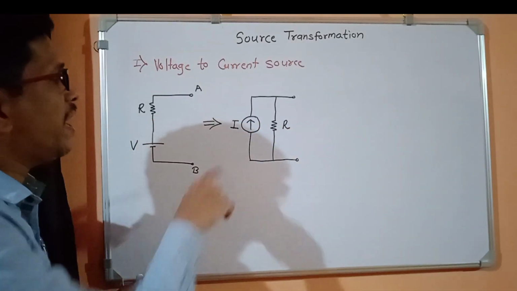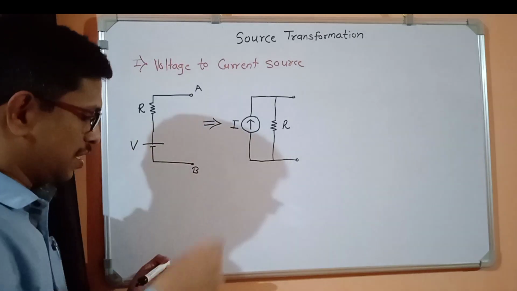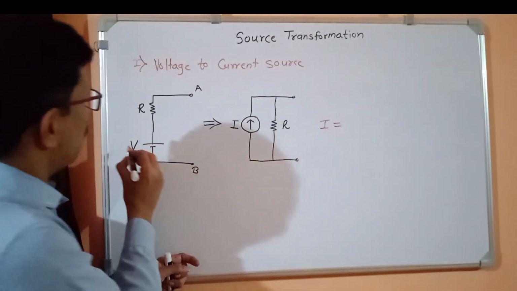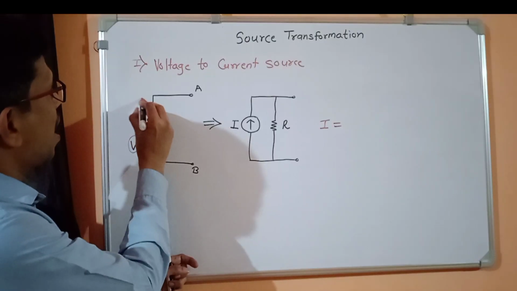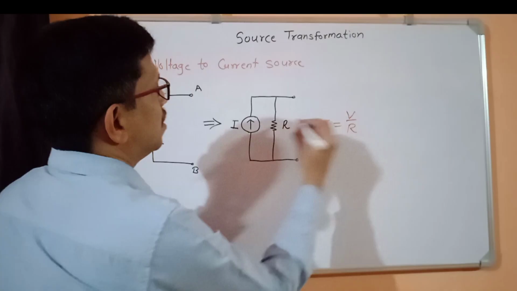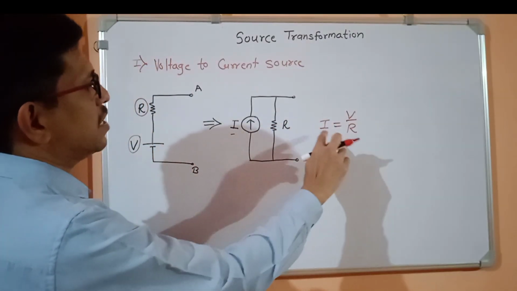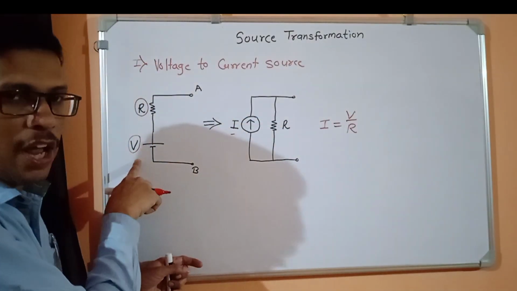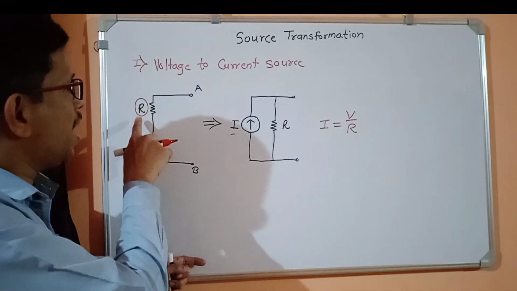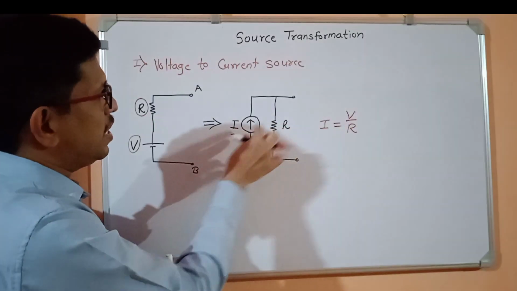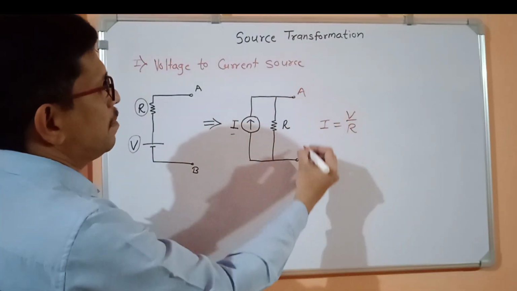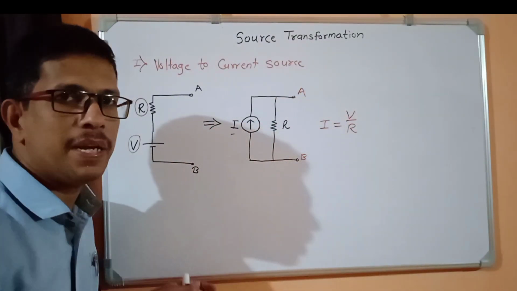Now how to find the value of this current? This current I is given by V upon R. The value of this current is nothing but the value of the voltage source divided by the series resistance, so V by R. This current we are placing in parallel with the resistance between these same terminals A and B.